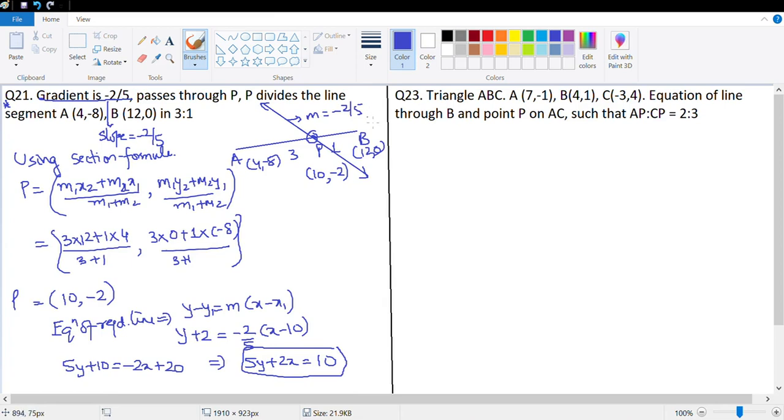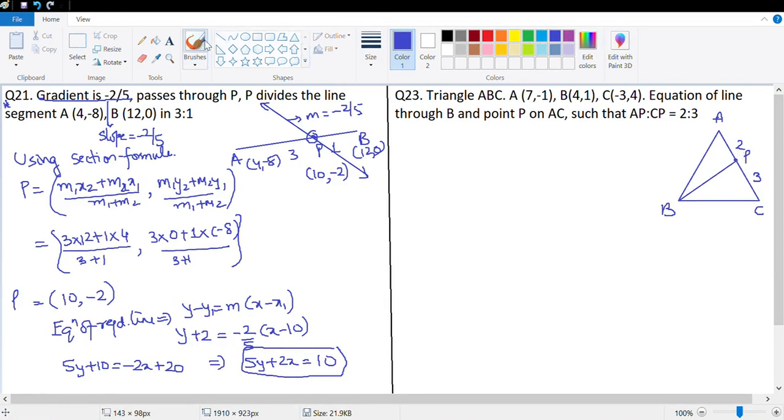There is a triangle ABC, and we need to find the equation of a line through vertex B and the point P in AC such that AP is in a given ratio. So again, we use the section formula. For my reference, I will make a rough diagram. This is A, this is B, this is C, and there is a point P on AC such that AP is 2 parts and PC is 3 parts, and I need to find the equation of this line BP.